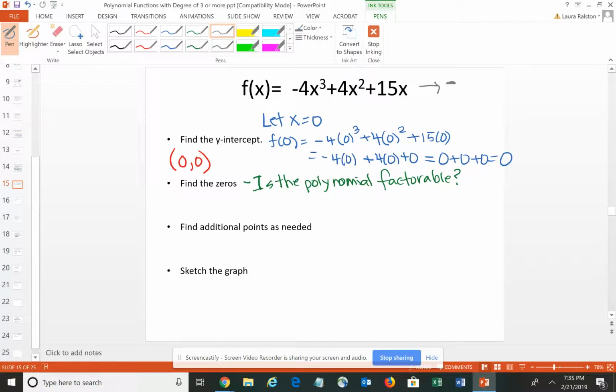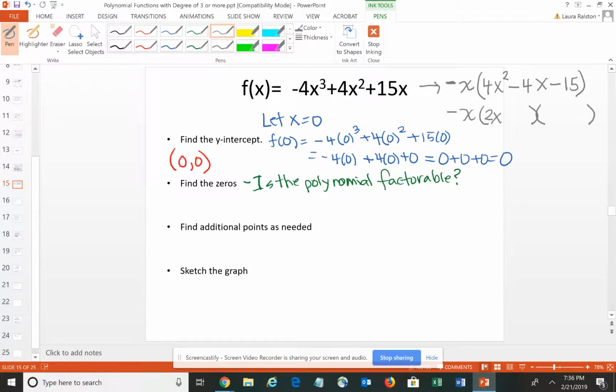I'm also going to take out a negative. Okay, so I'm going to take out a negative x, and I have 4x squared minus 4x minus 15. So I have negative x, and then I need to factor the trinomial. Again, you can do that using a variety of techniques. I tend to do it by trial and error.